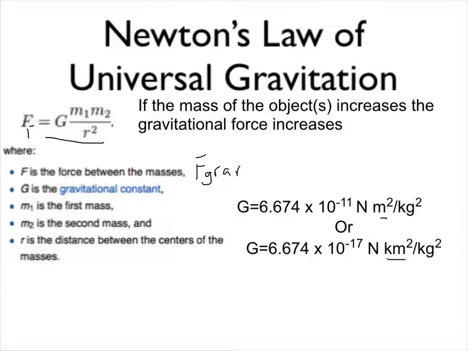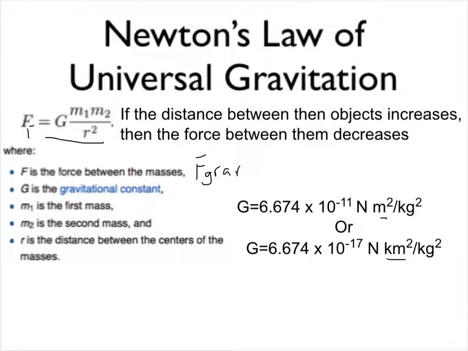increases. Now, if we look at our formula again and look at r here, notice that r is on the bottom of our fraction. And that means that gravitational force varies indirectly with the distance between the two objects. In other words, if the distance between objects increases, then the force between them decreases. And so we see if one goes up, the other one goes down. This is an indirect variation. Sometimes we say that the two values are inversely proportional.